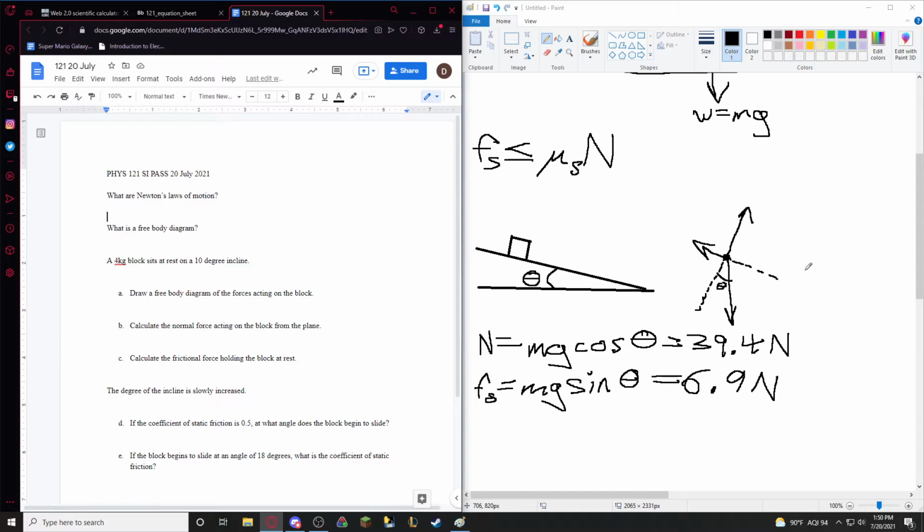So let's go ahead and increase the degree of this incline. We're going to slowly tilt this thing more and more upward until eventually the block begins to slide. Now, we know the coefficient of static friction is 0.5. So at what angle would the block begin to slide? I'll give you a few minutes and we'll go over it. Let me know when you're done.